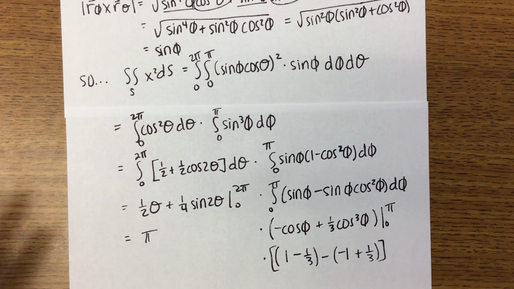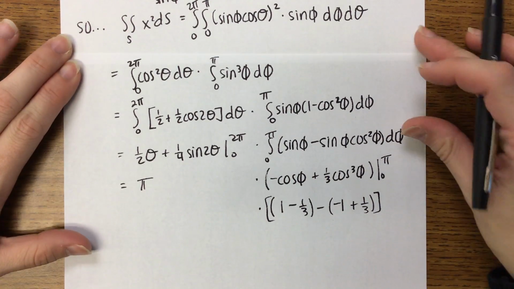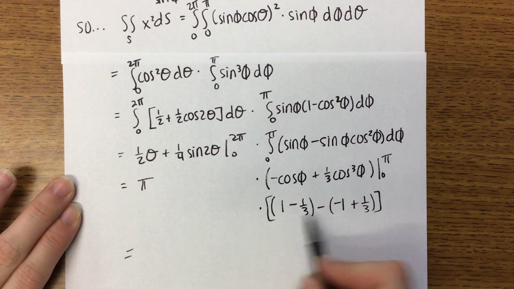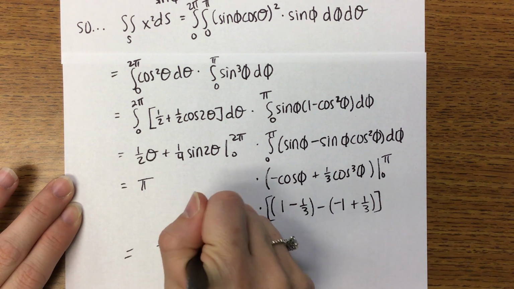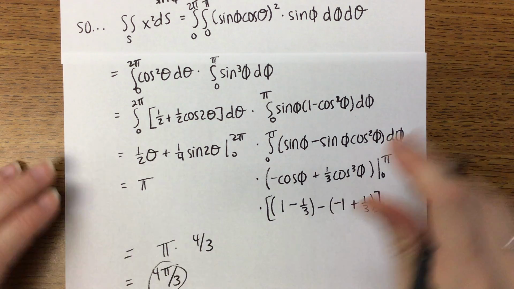Please have good notation. So like I have dots to indicate that I'm still multiplying. Don't just have numbers all over the place and then magically have them appear together at the end. That is 4/3, so we have pi times 4/3. So our final answer is 4 pi over 3.